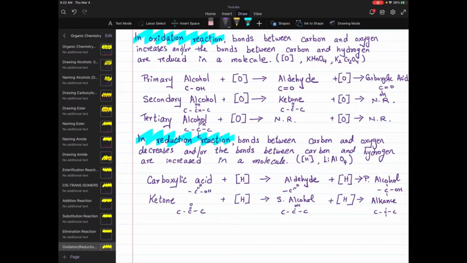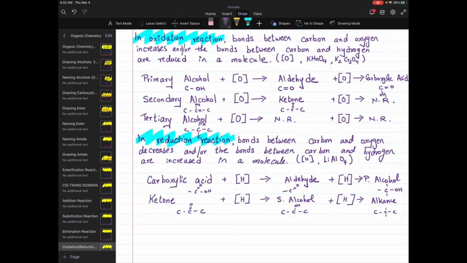So, reviewing, the oxidation reaction and the reduction reaction are opposites of one another. In an oxidation reaction, a primary alcohol becomes an aldehyde, and an aldehyde undergoing an oxidation reaction can become a carboxylic acid. A secondary alcohol undergoing oxidation produces a ketone, but a ketone cannot further undergo an oxidation reaction because the carbon double bonded to the oxygen is somewhere in the middle of the molecule. And tertiary alcohols do not undergo an oxidation reaction.